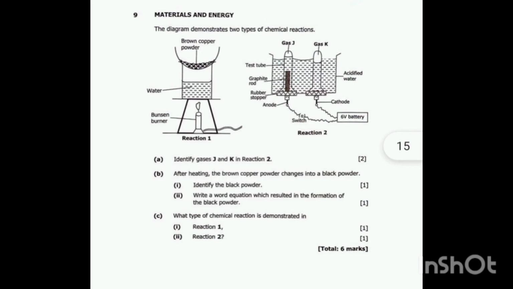Okay, now the gas which is going to be collected from the anode is the oxygen. So gas J, oxygen. Then the gas which is going to be collected from the cathode is hydrogen. So gas K is hydrogen, gas J is oxygen.